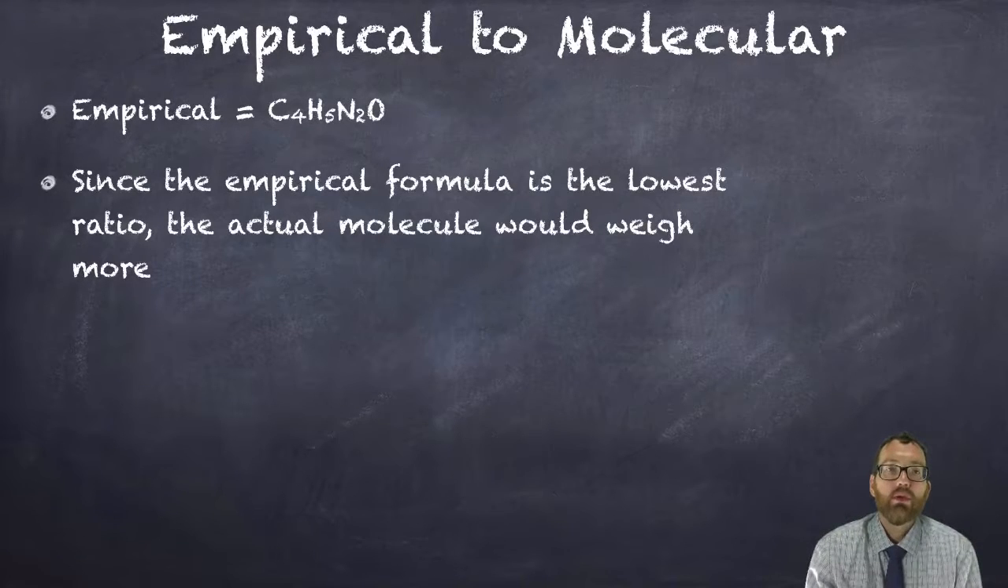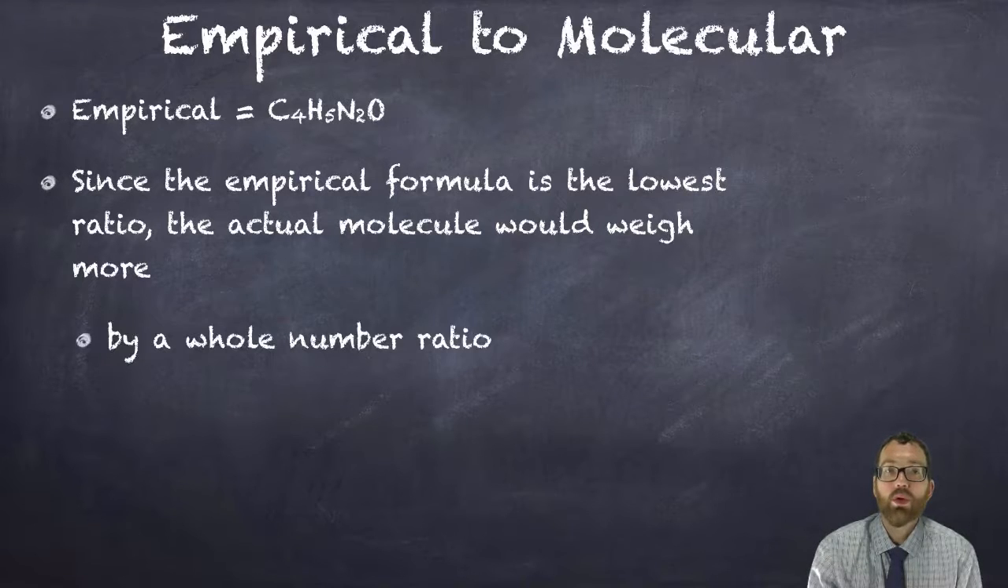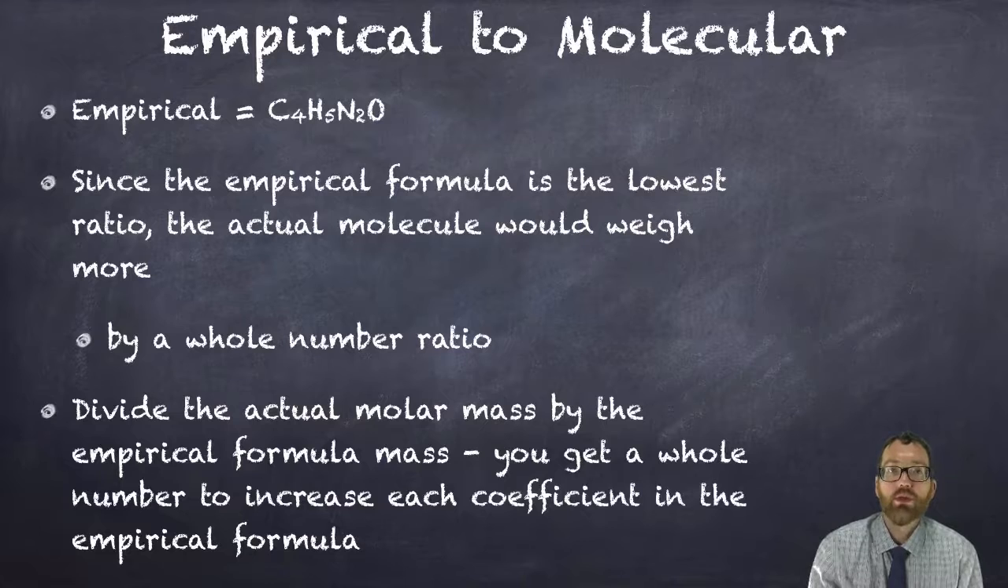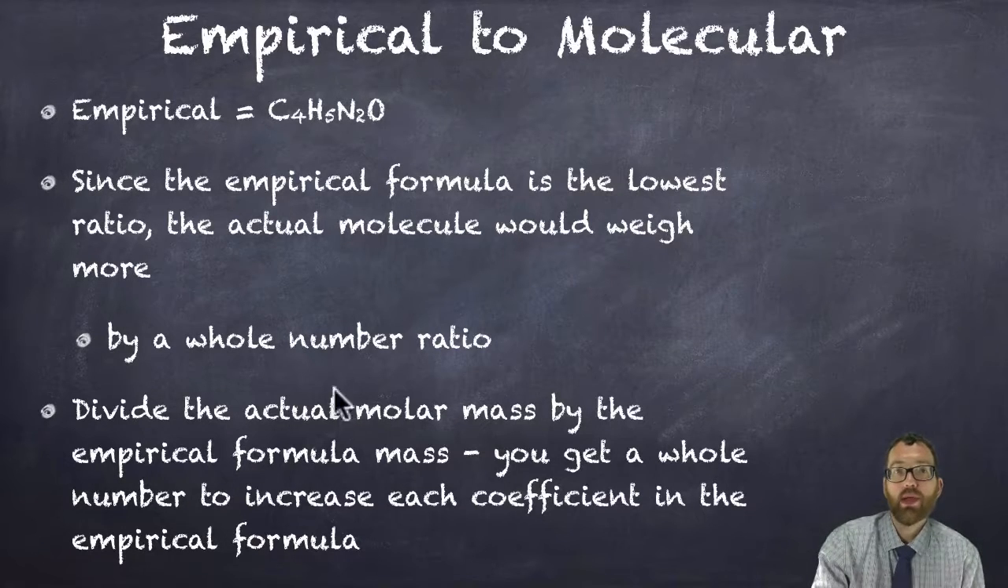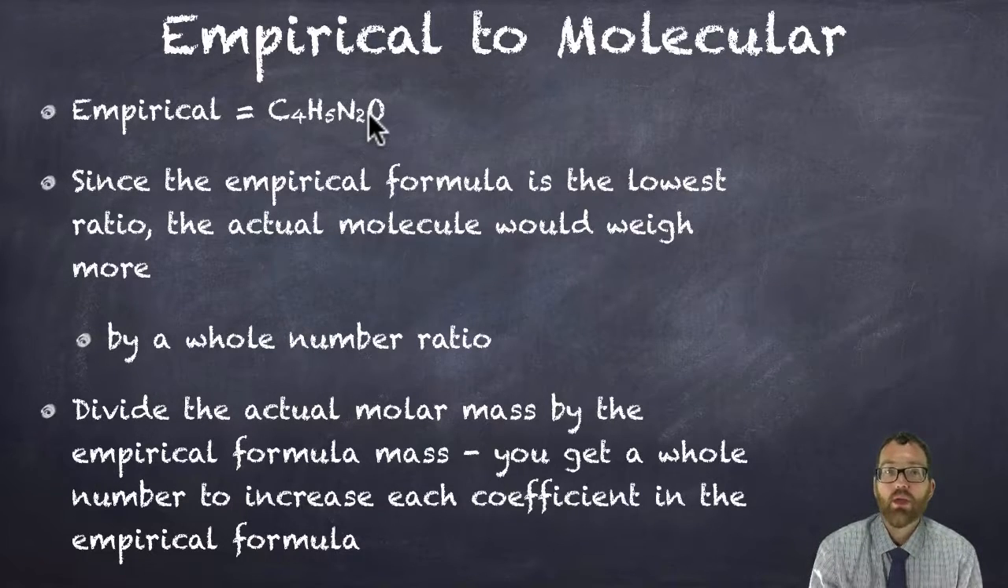So since the empirical formula is the lowest ratio, the actual molecule would weigh more, and it's going to do so by a whole number ratio. So to go from the empirical formula to the molecular formula, you need to divide the actual molar mass by the empirical formula mass that you get just by looking up the mass of all the elements in your empirical formula answer. When you do that, you're going to get a whole number. And what you need to do next is increase each coefficient in the empirical formula by that number to get your molecular formula.